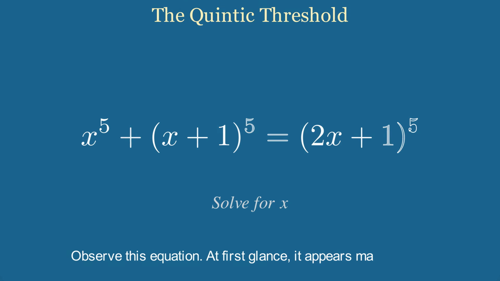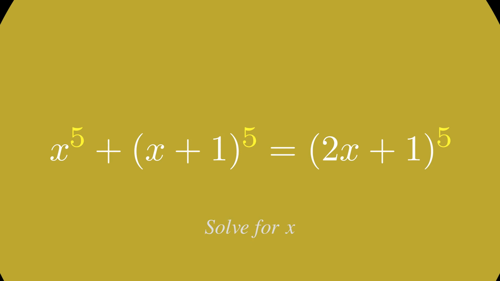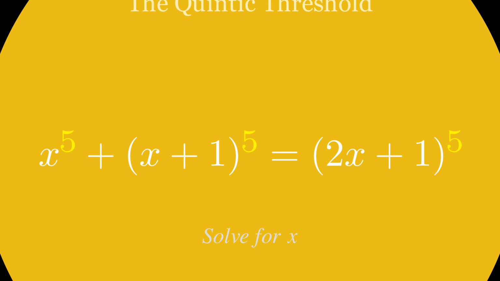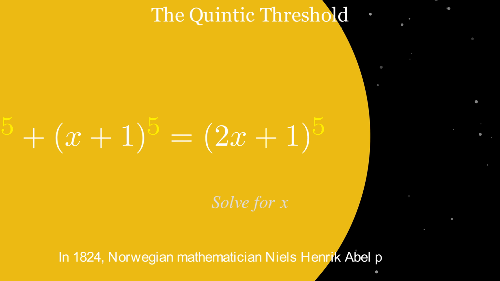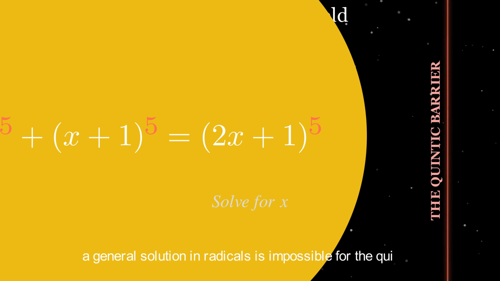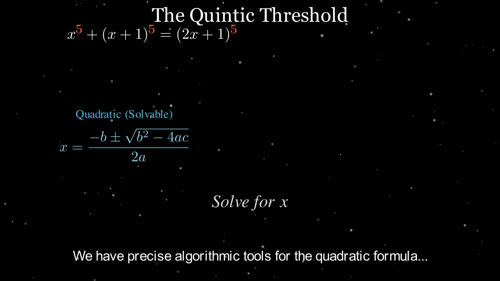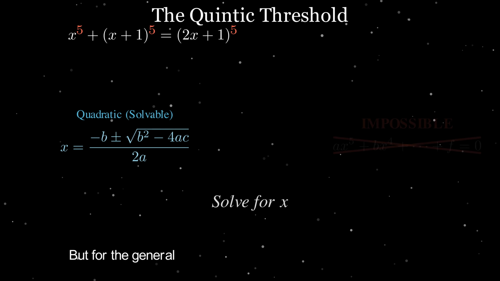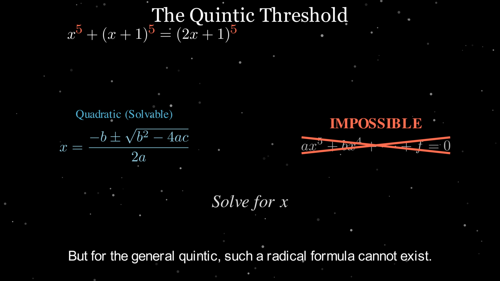Observe this equation. At first glance, it appears manageable. However, the exponent 5 signifies a profound algebraic boundary. This is a quintic equation, and for centuries, it was the final frontier. In 1824, Norwegian mathematician Niels Henrik Abel proved that a general solution in radicals is impossible for the quintic. We have precise algorithmic tools for the quadratic formula, but for the general quintic, such a radical formula cannot exist.